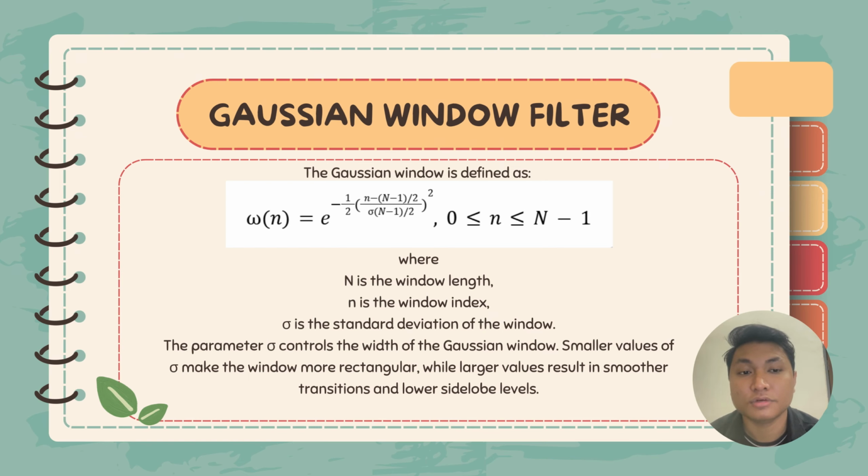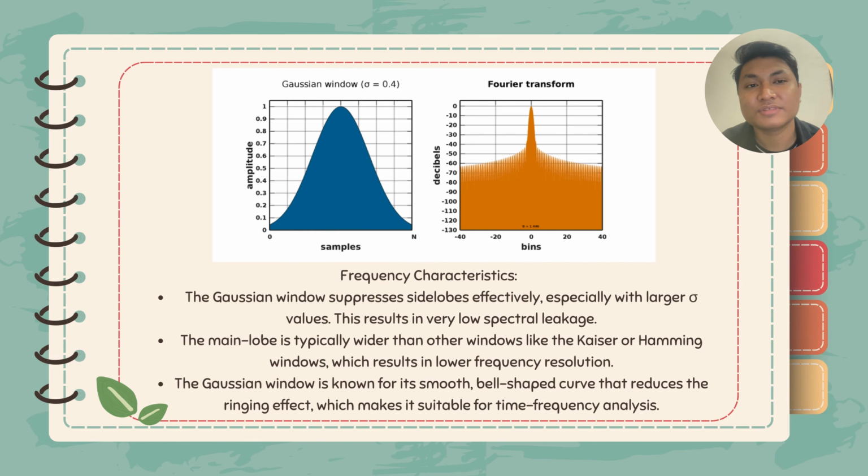lower side lobe levels. Now, there are three frequency characteristics of this Gaussian window. The Gaussian window suppresses side lobes effectively, especially with larger sigma values. This results in very low spectral leakage. Next, the main lobe is typically wider than other windows, like the Kaiser or Hamming windows, which results in lower frequency resolution. And lastly, the Gaussian window is known for its smooth bell-shaped curve that reduces the ringing effect, which makes it more suitable for time frequency analysis.